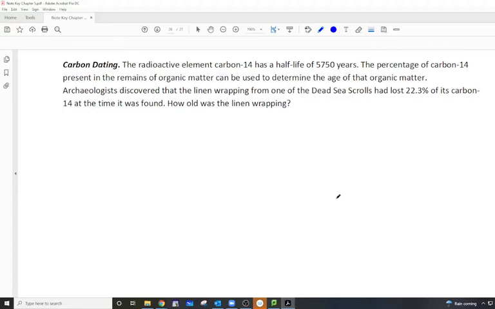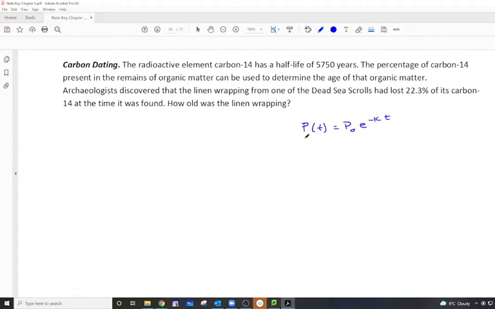In other words, they find these old things, and if they're made of organic matter, they can ask how much carbon-14 is remaining in that material. And because they know how long it takes for carbon-14 to decay, the half-life, they can then determine how old that object is. So what have they given us? They've given us that the Dead Sea Scroll lost 22.3% of its carbon-14 at the time it was found, and we want to know how old the linen wrapping is. So we're going to use the equation P of t is equal to P naught, and this time, because it's decaying, e to the negative kt.